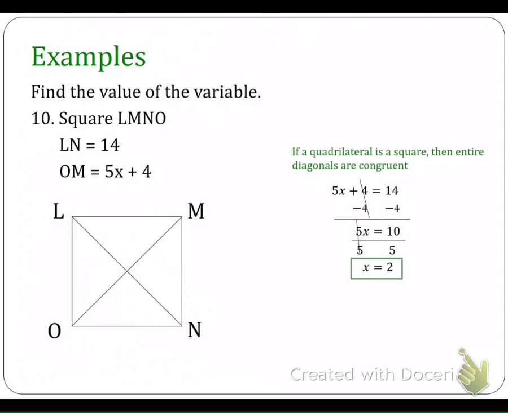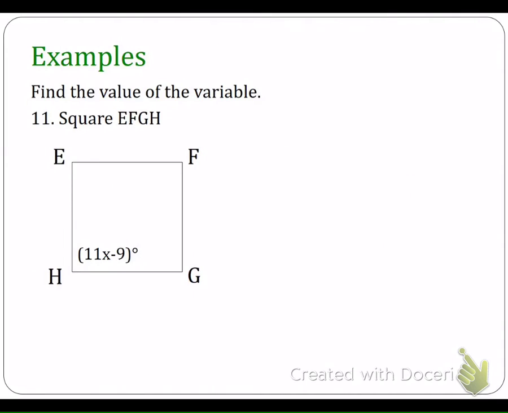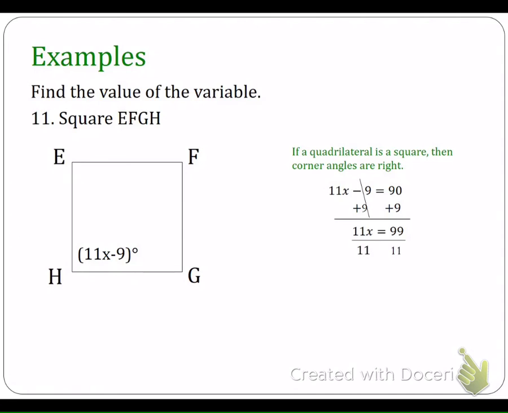All right, we're going to do 11 and 12 sort of rapid speed. So get ready. Buckle up. Okay, if we're looking at a square, what do I know about every angle in a square? 90 degrees. So set that equal to 90. Add 9. 99. Divide by 11. And x does equal 9.